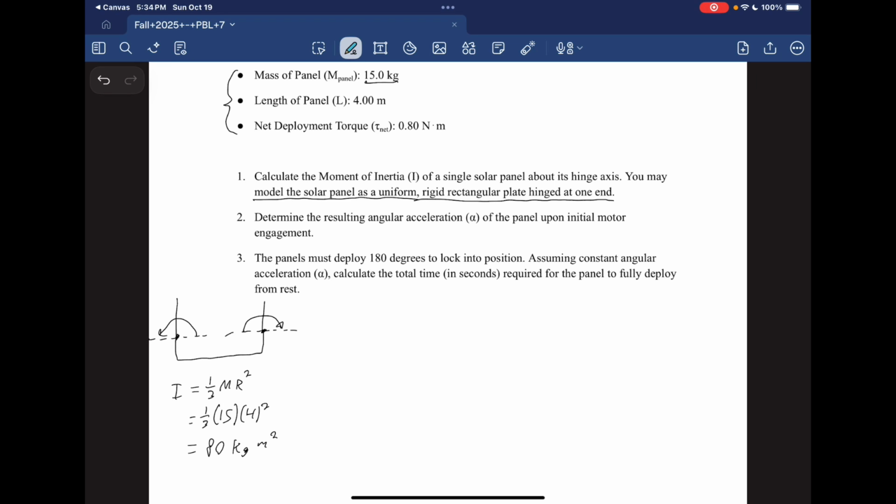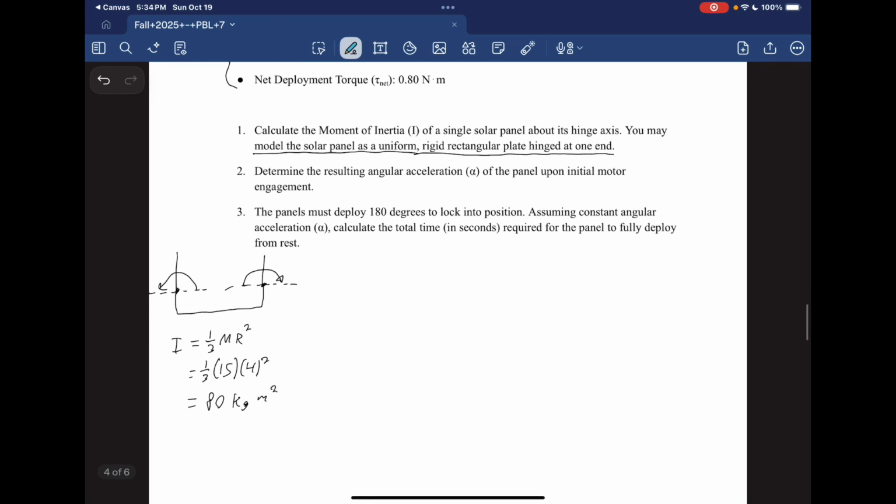Question 2 asks us to determine the resulting angular acceleration of the panel upon initial motor engagement.